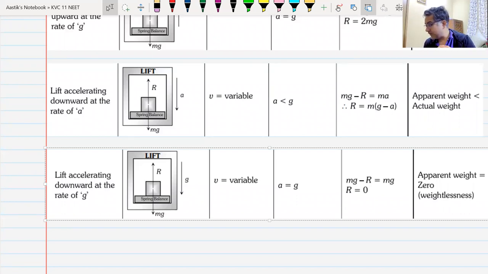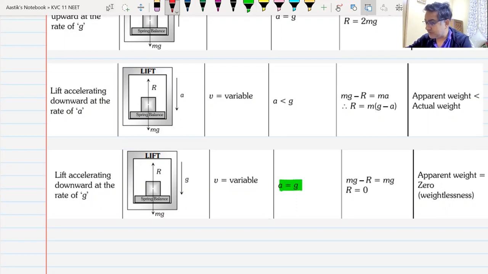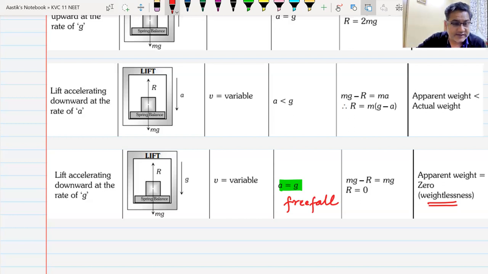If the lift is falling with an acceleration g, we can call it the lift is in free fall. Freely falling lift. The weighing machine in the lift will not register any weight. This is known as the state of weightlessness, which you feel in outer space. There is no gravity, so basically you will be in a gravity-free space. Do you understand this? There is no weight that you feel.